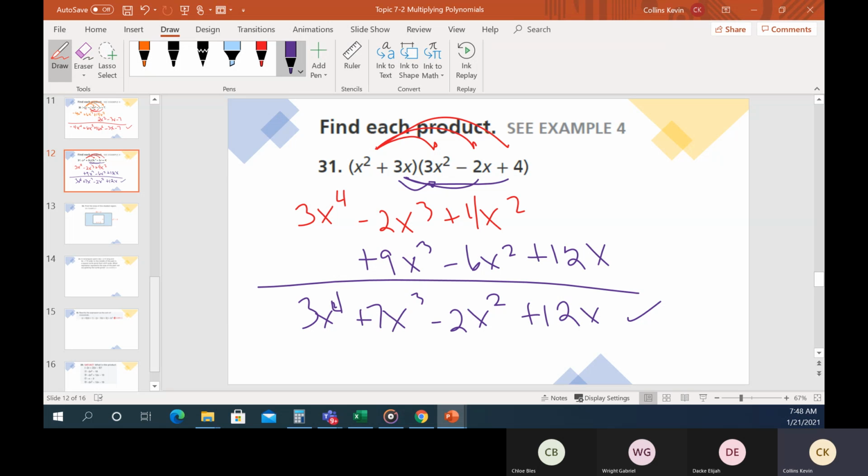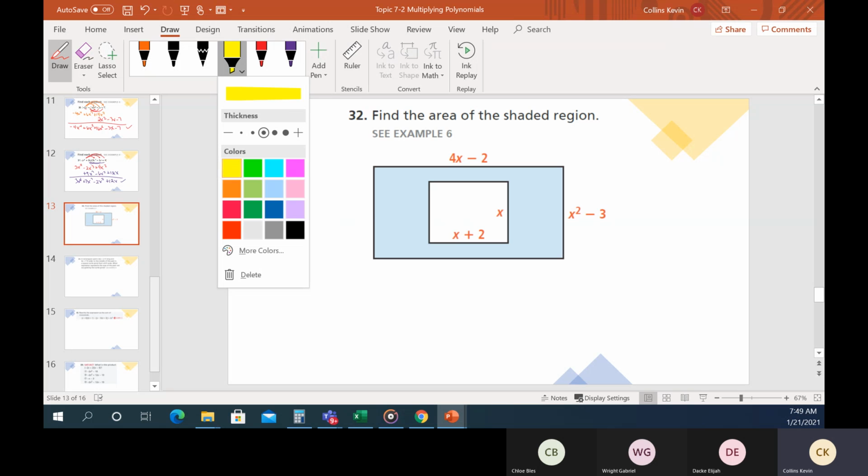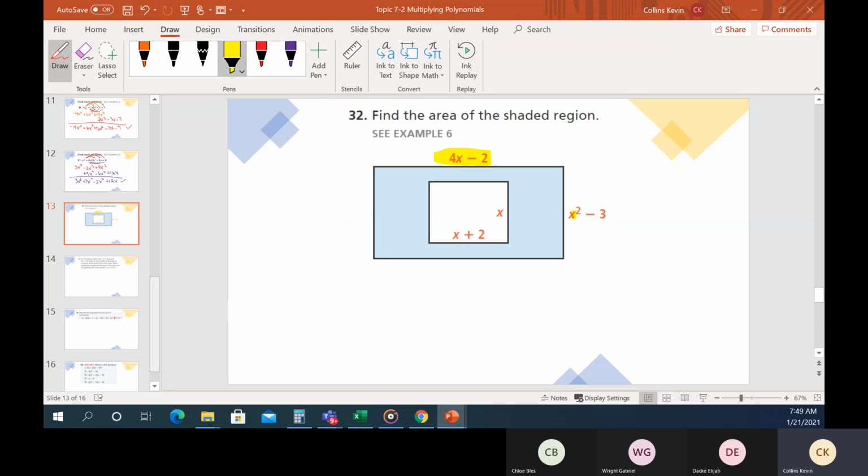All right, we'll walk through a couple more and we'll call it. So this says find the area of the shaded region. All right, it's a little more complicated, right? So the way we do this is if we multiply these two guys together, this will give us the area of the whole thing. Okay, so we'll do that first. That will give us the area of the whole thing. So let's go ahead and do that.